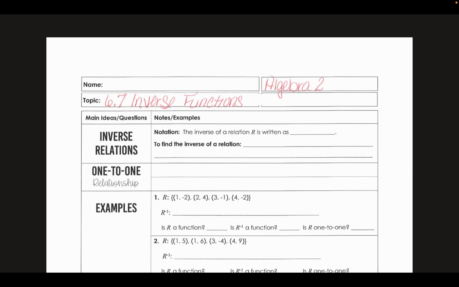Welcome everybody to Algebra 2, Section 6.7, Inverse Functions. So just like when we talked about actual functions, we had to talk about relations first. So when we're talking about inverse functions, we first have to start with inverse relations.